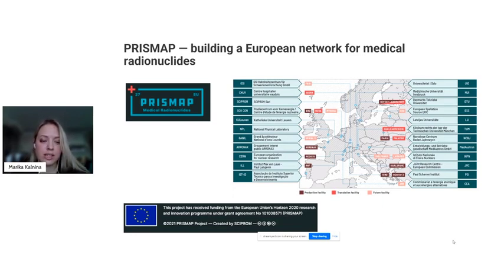And there is a new activity, a project from the European Union, the Horizon project PRISMAP, that is building a European network for medical radionuclides. It has a great future, because now it's difficult to get the nuclide, but in the near future we will have a network and we can get whatever we want. The other question, of course, is reimbursement and the costs, but it is the right direction for innovative diagnosis and innovative treatment.